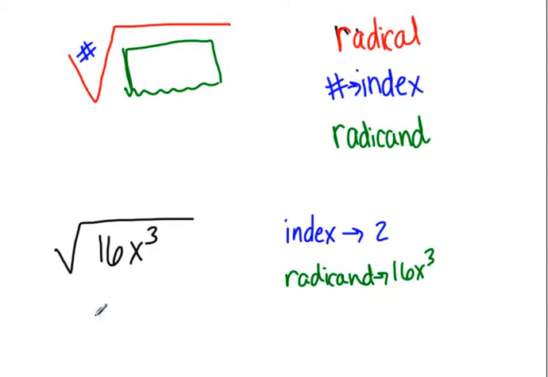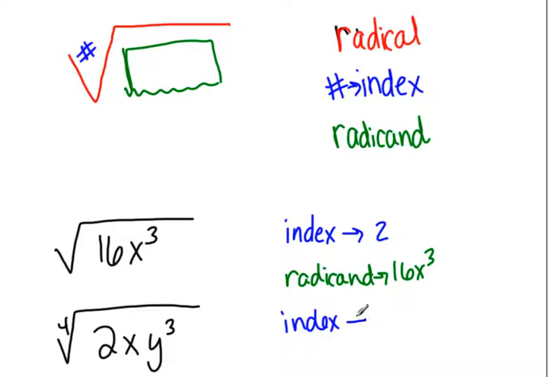Okay, let's do another one. Look, I want to put a 4 there. What if I put 2xy to the third? What's my index? 4. My index is 4 there because it actually has a number. What is the radicand? 2xy to the third. All of that under there. You with me?